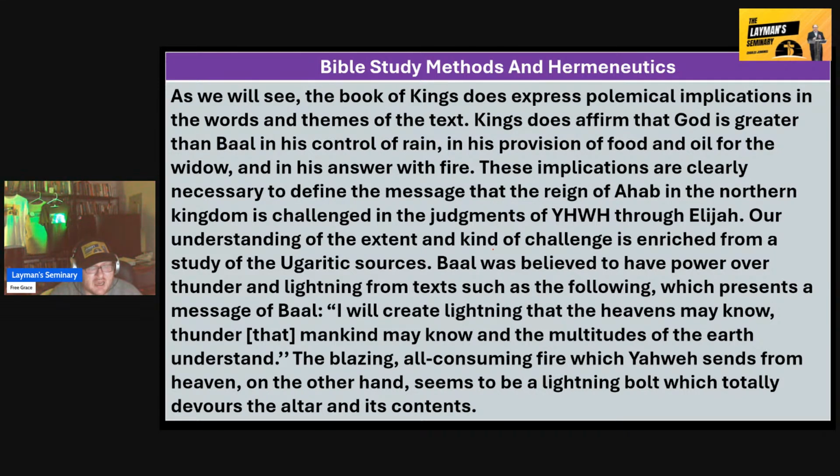Baal was believed to have power over thunder and lightning from texts such as the following, which presents a message of Baal: "I will create lightning that the heavens may know, thunder that mankind may know, and multitudes of the earth understand." The blazing, all-consuming fire which Yahweh sends from heaven, on the other hand, seems to be a lightning bolt which totally devours the altar and its contents.